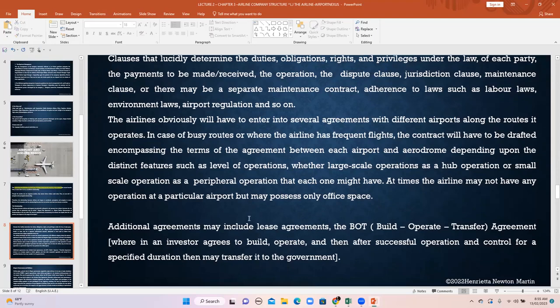So additional agreements may include lease agreements, BOT agreements, that is build, operate, transfer. What is a BOT agreement? There is an investor who agrees to build, operate, and then after successful operation and control for a specified duration, he may then transfer it to the government, whoever is the owner of the airport. It depends on BOT. So additional agreements may include lease agreements or even BOT agreements.